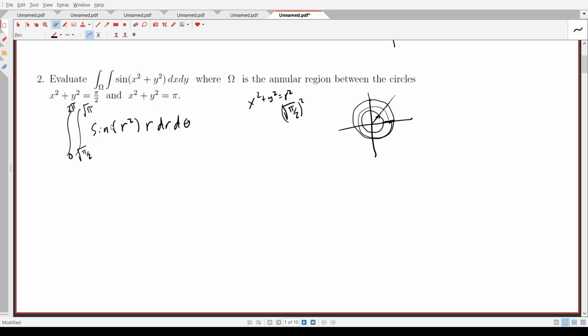And then you can solve this doing a u sub for r squared, and it shouldn't be terribly hard from there. Okay, next one.